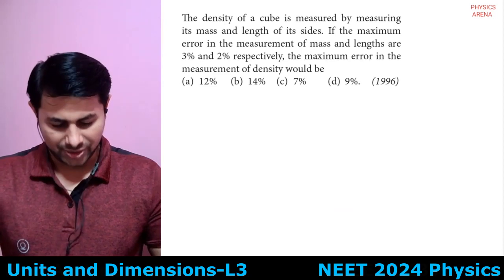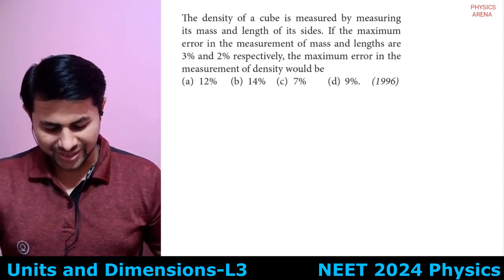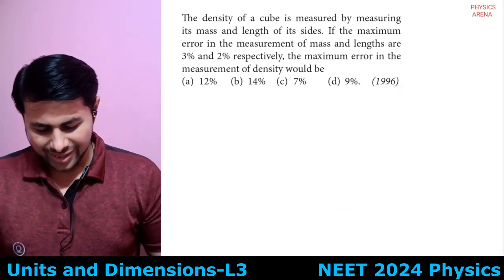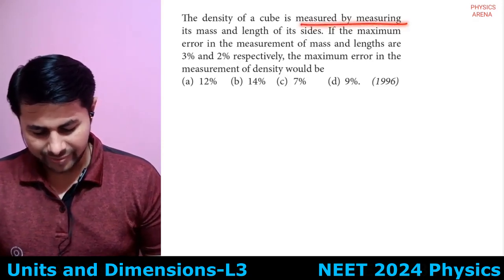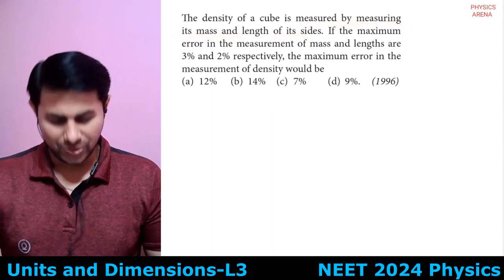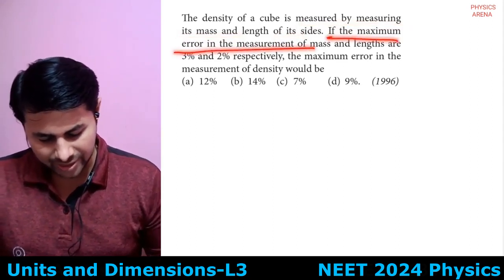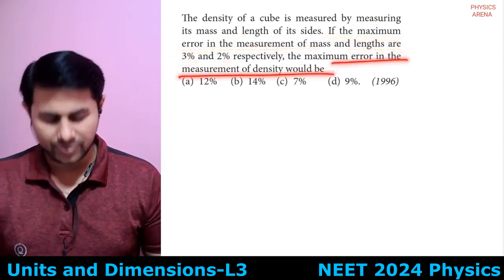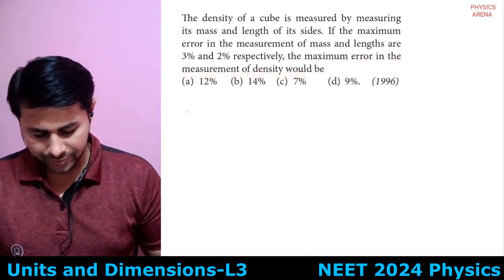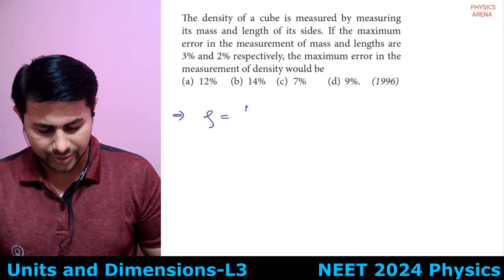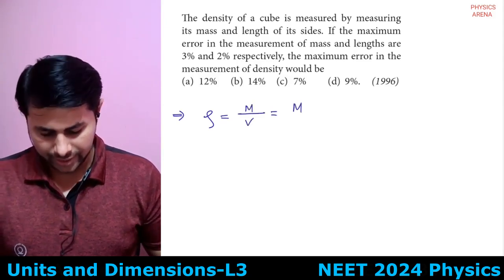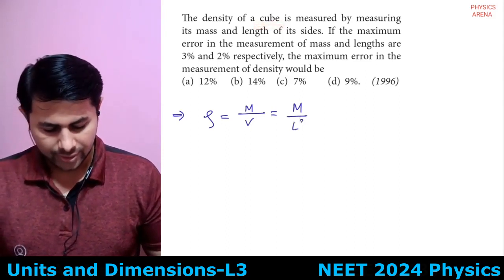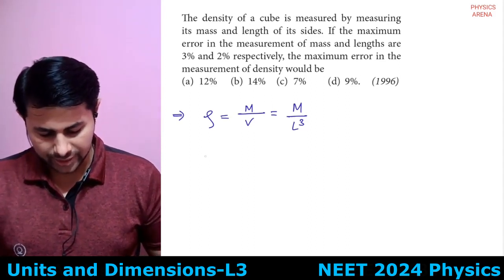All right, next question. This is a dated one, from 1996 AIPMT. The density of a cube is measured by measuring its mass and the length of its side. If the maximum errors in the measurement of mass and length are 3% and 2% respectively, the maximum error in the measurement of density would be? What to do? Density is mass upon volume, and it's a cube, so it is mass upon L raised to 3.